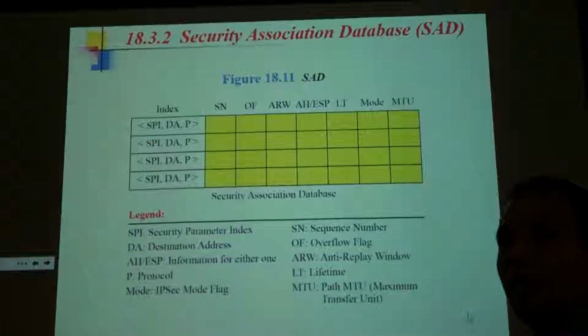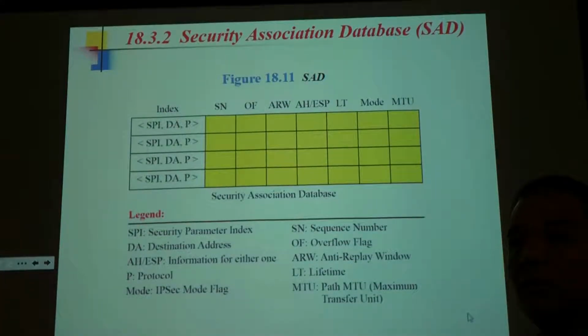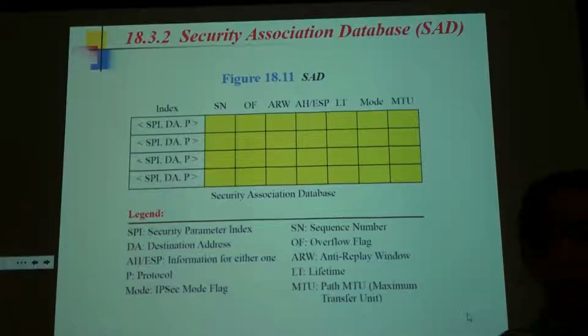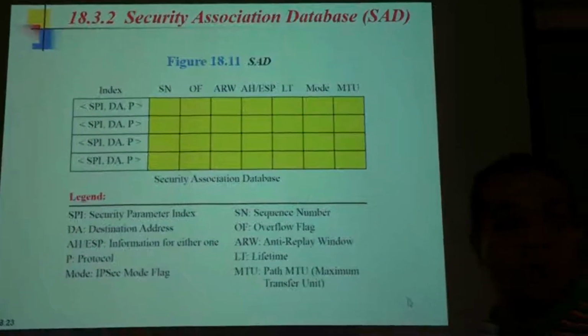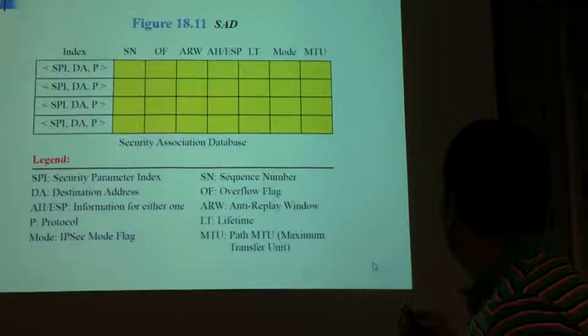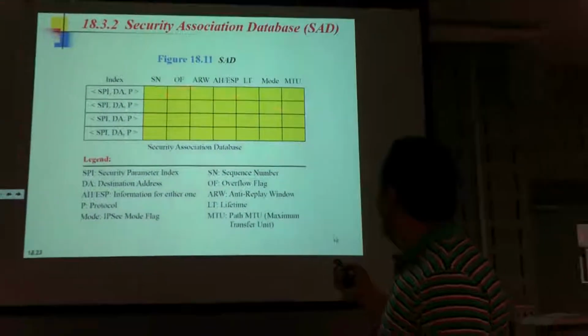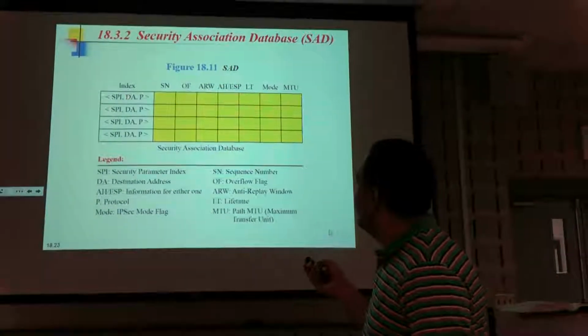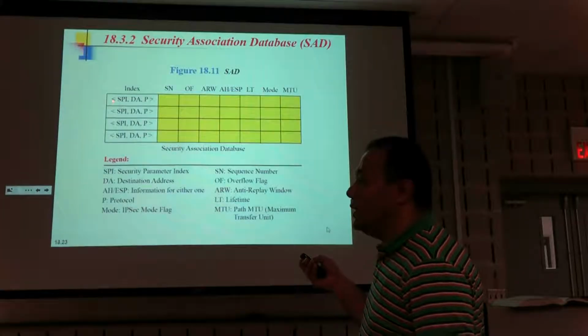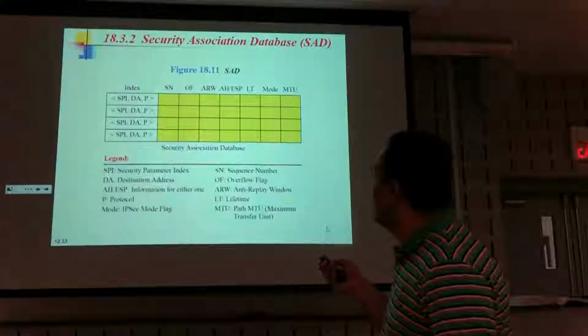What kind of modes can we have? Transport mode or tunnel mode. Okay, and other parameters that they need, right? So SPI is the security parameter index, and the destination address.